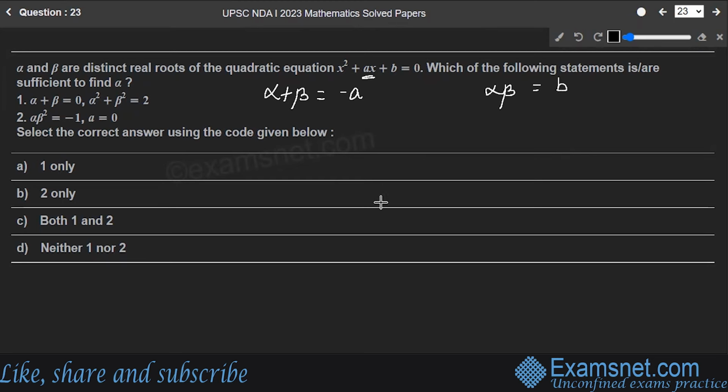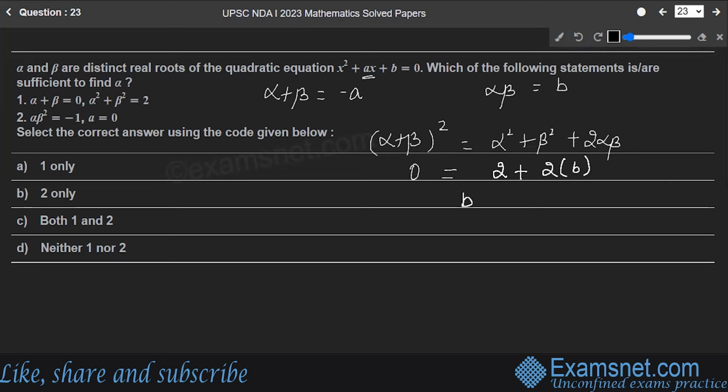Okay. Now, first says, if alpha plus beta is equal to 0 and alpha square plus beta square is equal to 2, is it sufficient to find out alpha? Let's do this thing. Alpha plus beta whole square can be written as alpha square plus beta square plus 2 alpha beta. This is equal to 0. We are given this is equal to alpha square plus beta square, which is given to you as 2 as well. 2 plus 2 into b.